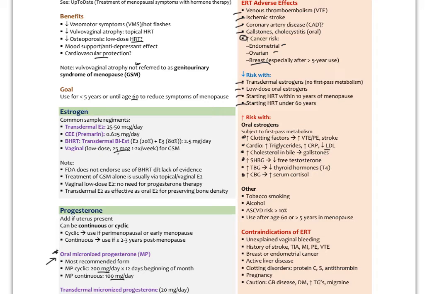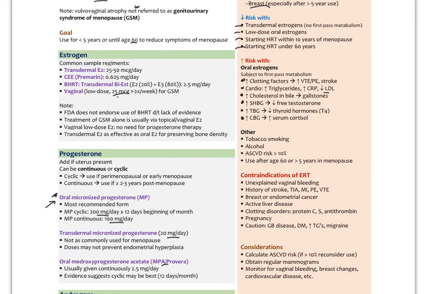Other things that would make the risk factors worse in a woman taking estrogens would be tobacco smoking, alcohol, having an ASCVD risk over 10%, and use after the age of 60 or more than 5 years into menopause. So this is some things we can look out for and try to minimize the risk a little bit more.